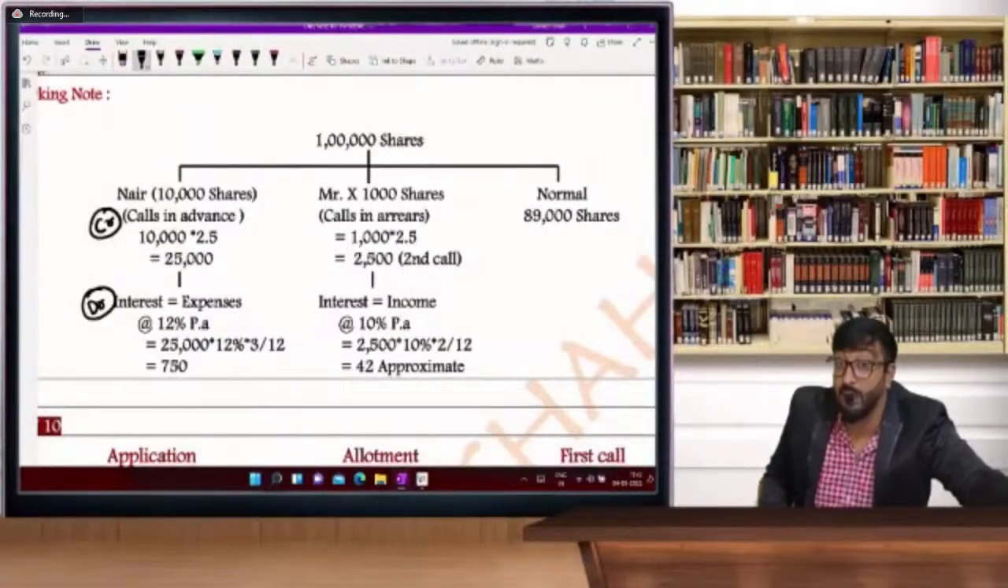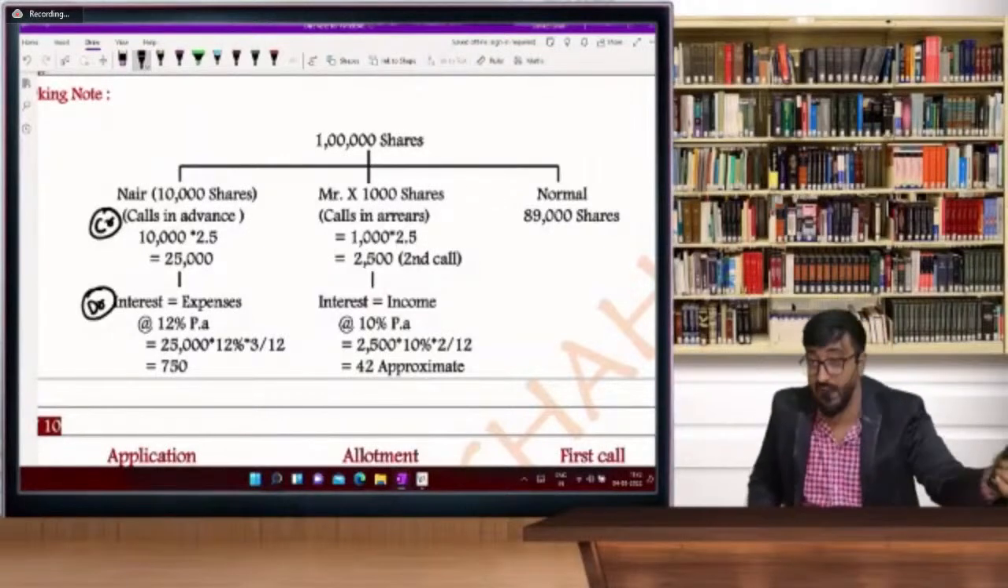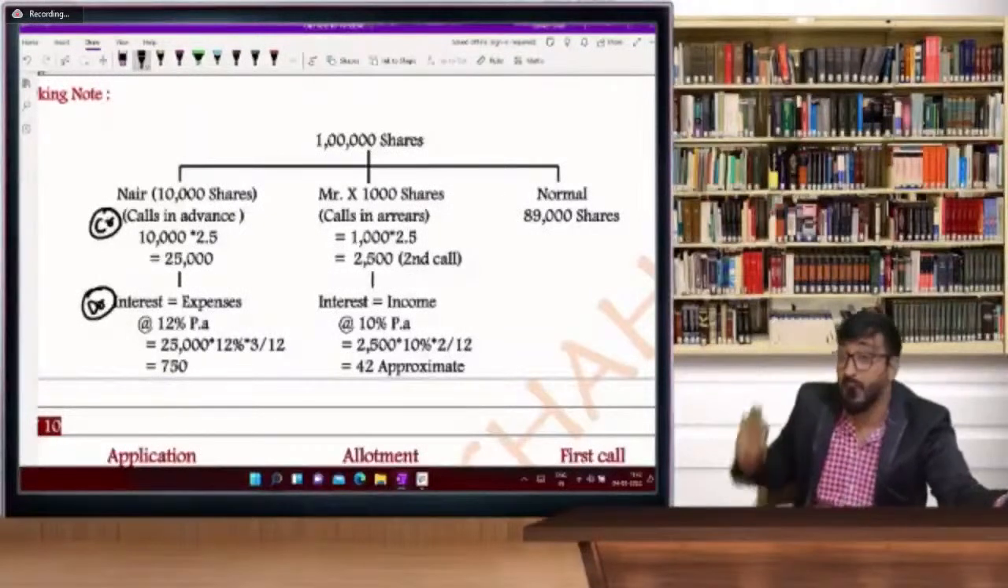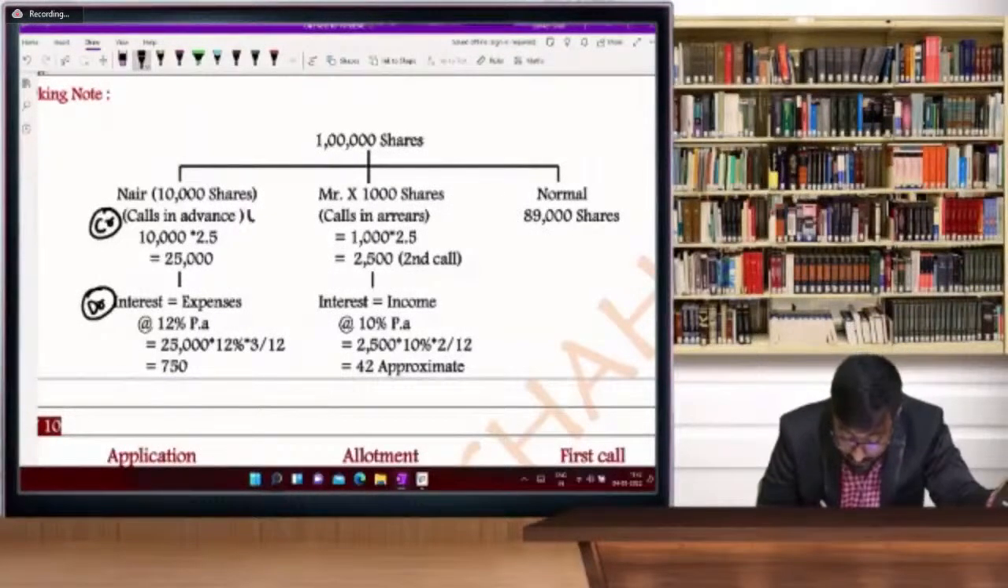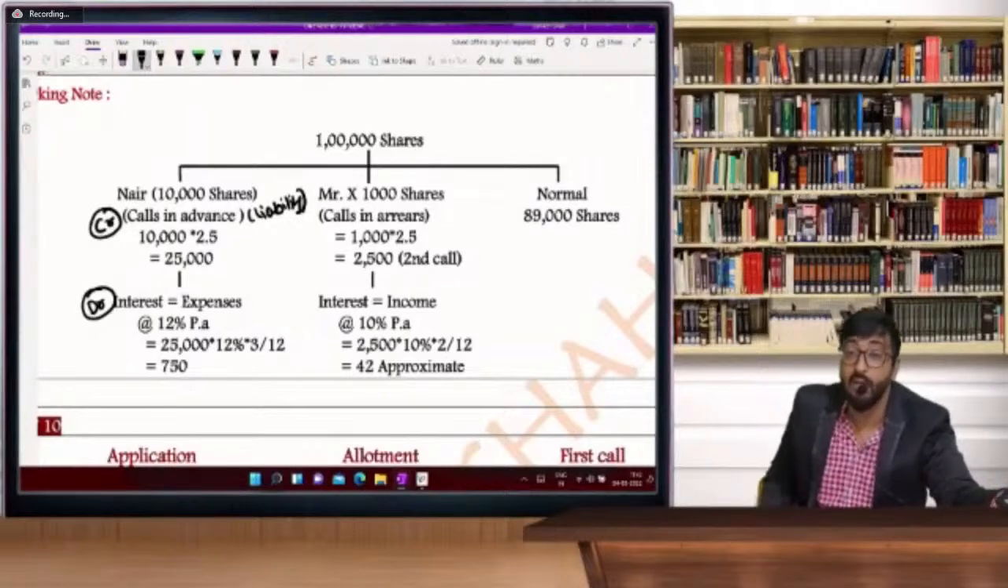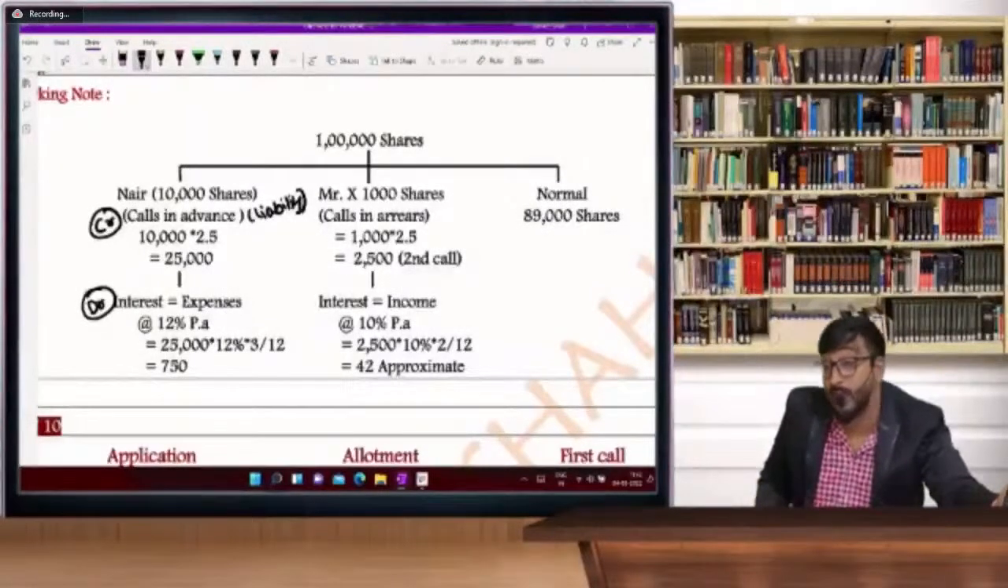2.5 rupees, 25,000 we have as calls in advance. Okay, so calls in advance means he paid us in advance. It's our liability, beta, it's our liability. Okay, and we have to pay him interest because he paid us in advance.